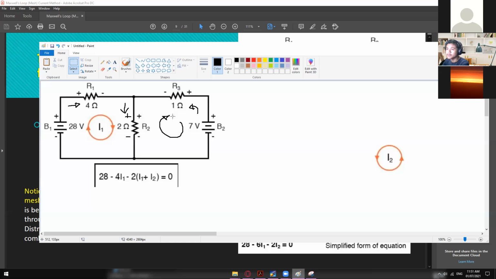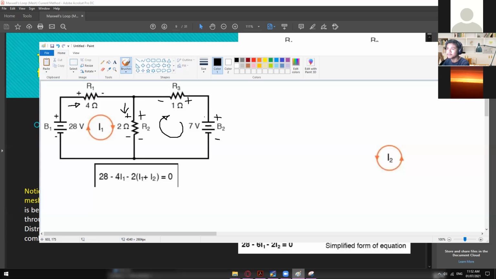Bakit parang... Okay, let me just remove this one to avoid confusion. So if I will put all of the polarities right here, we have positive, negative. Yes. And then we are now dealing with the negative sign. So it's now negative and then positive. Yeah, that's correct. And then negative and then positive.